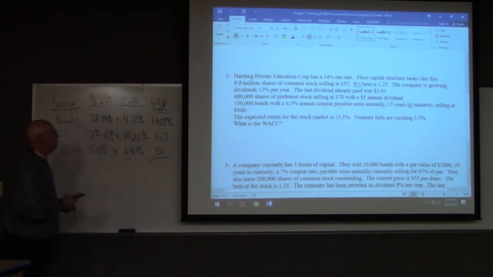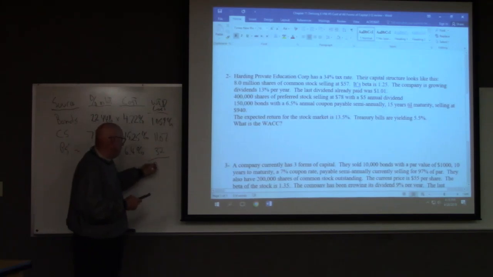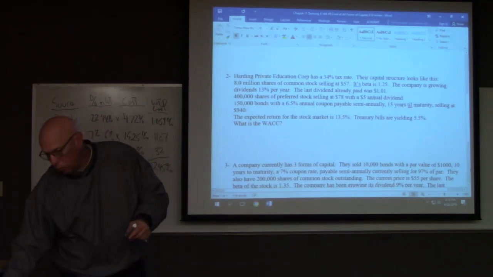Everybody see that? That times that, that times that, that times that. Let's add these up. So 1.059 plus 11.07 plus 0.32 is equal to 12.45%. WACC is equal to 12.45%. NPV, I equals the WACC, I equals 12.45%. All right, let's do number 3. We got time. Let's go ahead and do number 3.